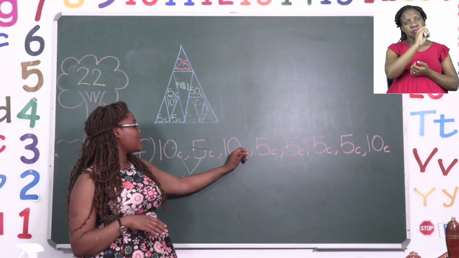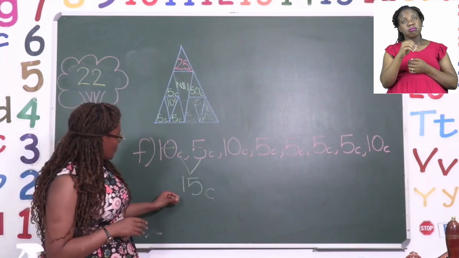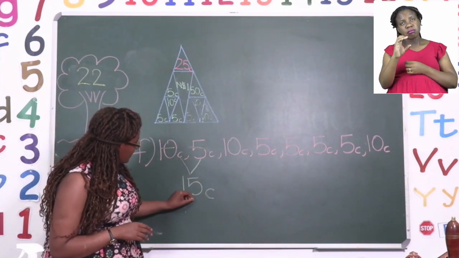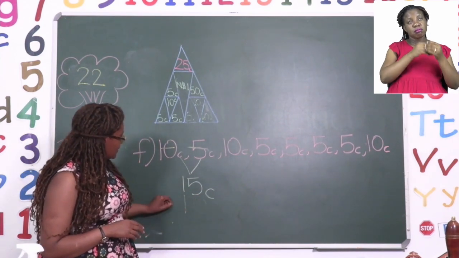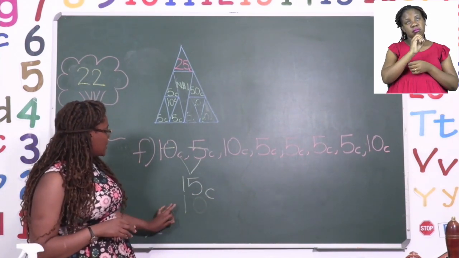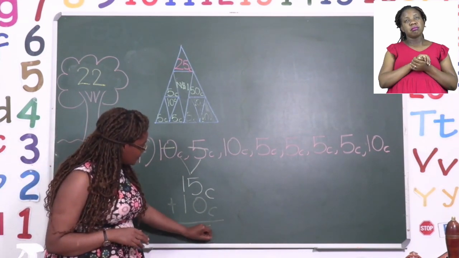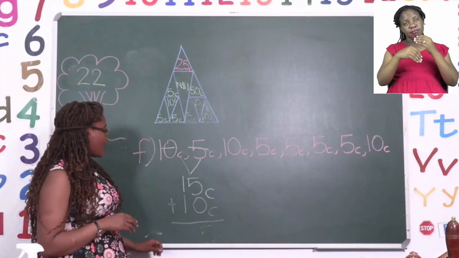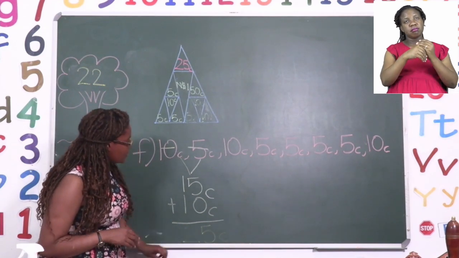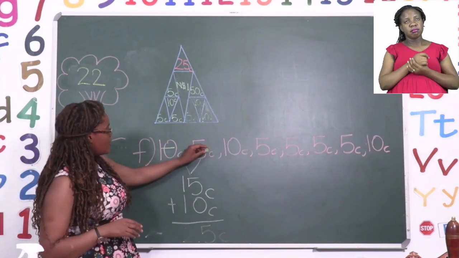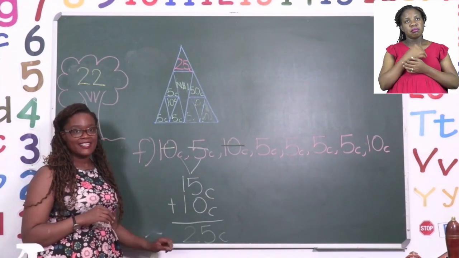We say 10 cents plus 15 cents. So we go ahead and we add our 10 cents to the 15 cents. 5 plus 0 equals 5. And then we have 1 plus 1, which equals 2. So if we add our 15 plus the 10 cents, that means that we have 25 cents.